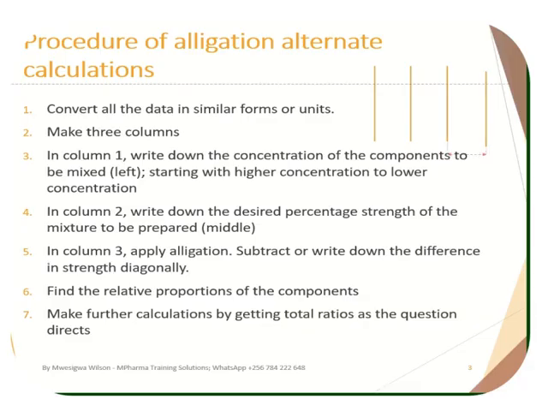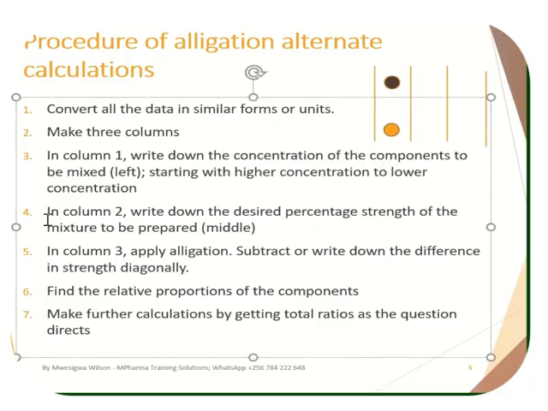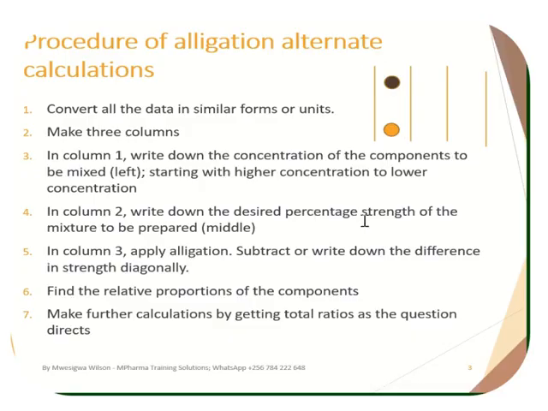So now make 3 columns. As you can see, I made 3 columns here: 1, 2, 3. Write down the strength or the concentration of the components to be mixed on the left, starting with the higher concentration product, then the lower concentration product. So I can call this one my concentration of a higher, this one a concentration of lower. Now in column 2, write down the desired percentage strength of the mixture to be prepared. For example, that one.